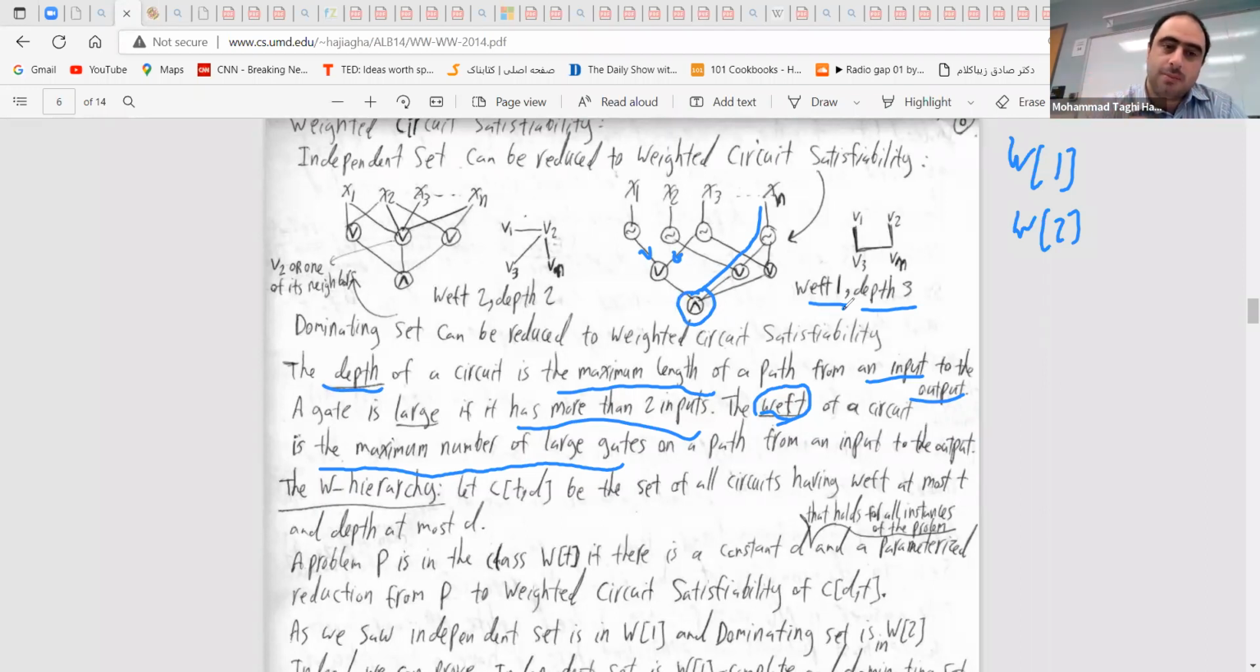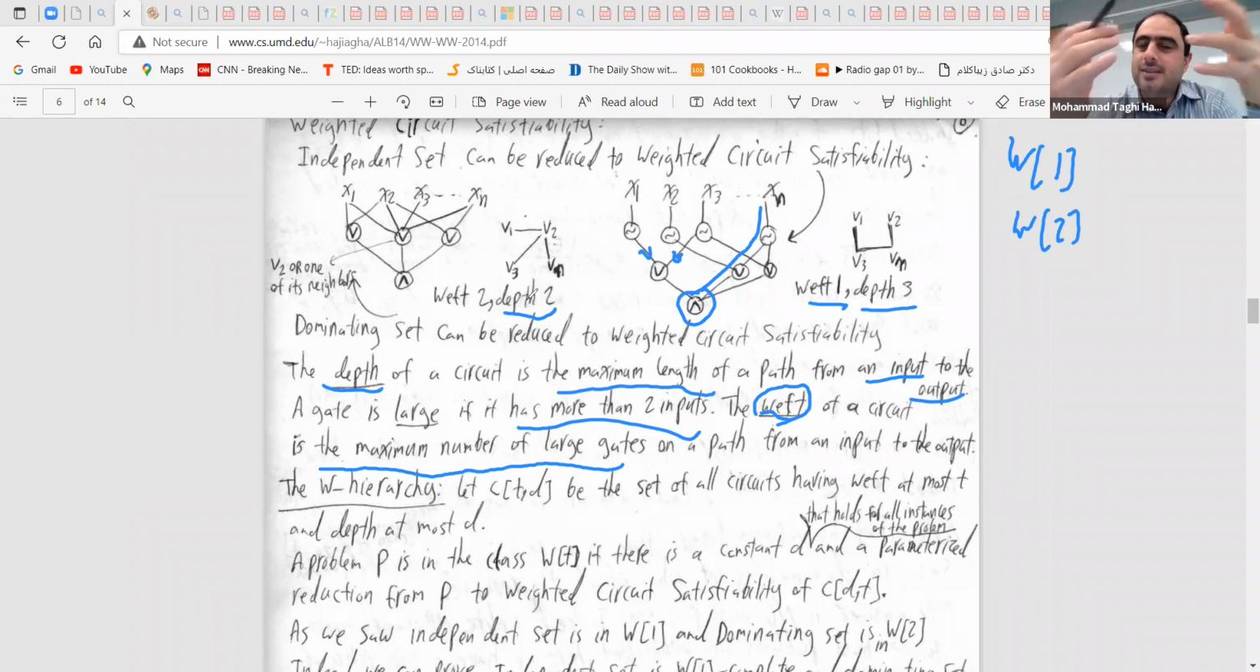Now let's go to this problem, dominating set. What is the depth of this? The depth of this problem is 2, because you have 2 sets here. So the depth is smaller than independent set. Note that I mentioned independent set is an easier problem than dominating set. Well, in terms of depth, the depth of the dominating set is less than that.